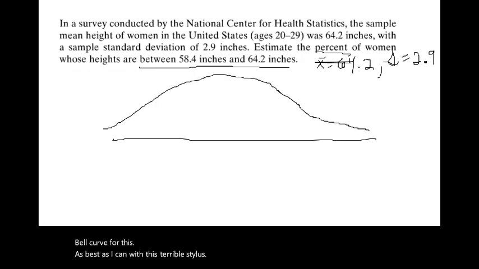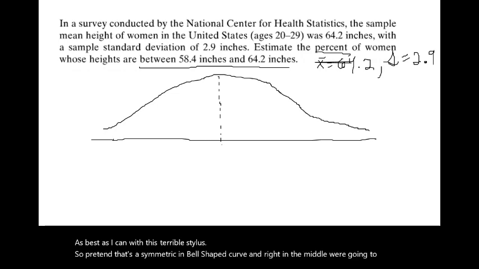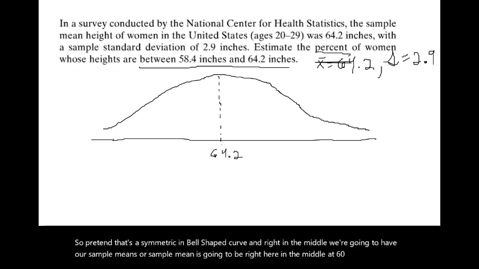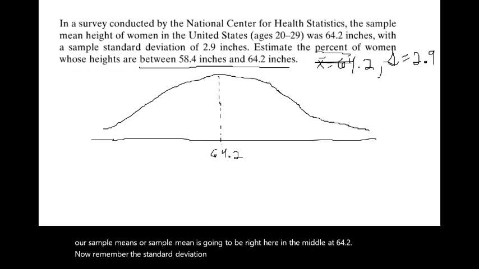So pretend that's a symmetric and bell-shaped curve. And right in the middle, we're going to have our sample mean. So our sample mean is going to be right here in the middle at 64.2. Now remember, the standard deviation is 2.9 inches. So a woman who has a height of exactly 64.2 inches is going to be exactly equal to the mean.